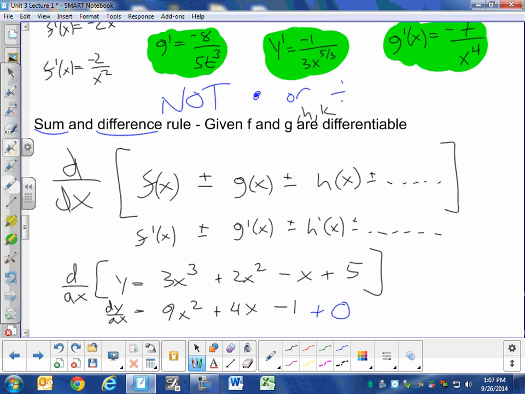Plus 0. Okay? It does just disappear. But we have to know why, because the derivative of 5 is 0. This does not work for multiplication or division. There are special rules for multiplication or division that we'll have to get to and talk about. And you will have questions that will have multiplication and division in them, and you'll find ways around it. I'll show you that in a second.